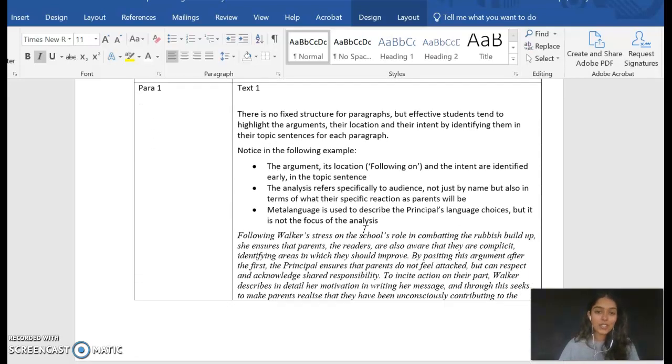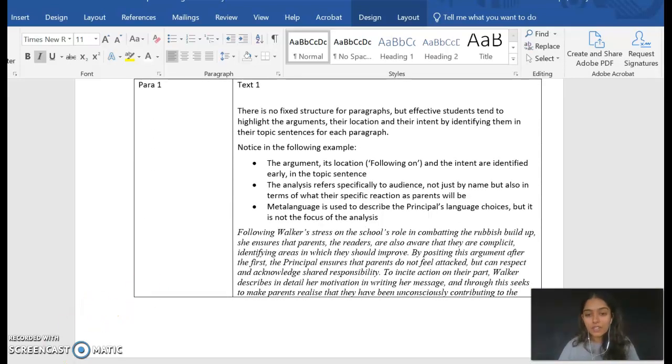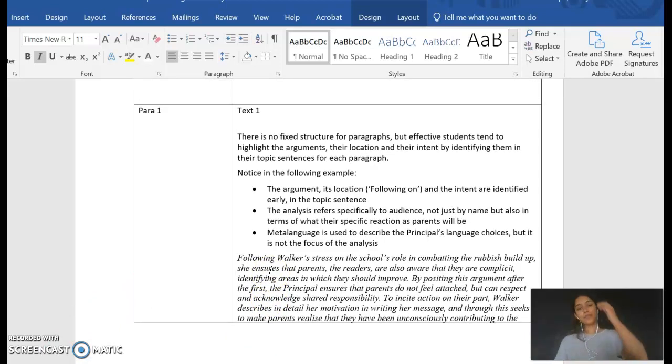Okay, so let's move on to body paragraphs. I'm just going to check how much time I've got left. Okay, I've got like 6 minutes left.